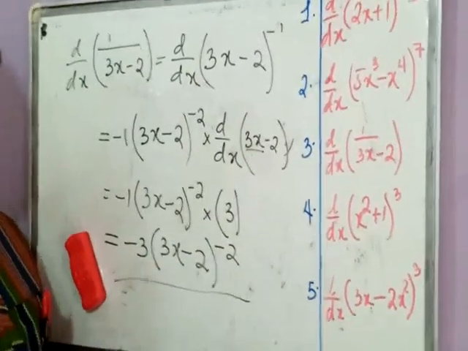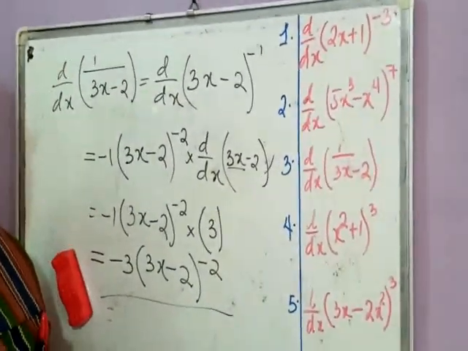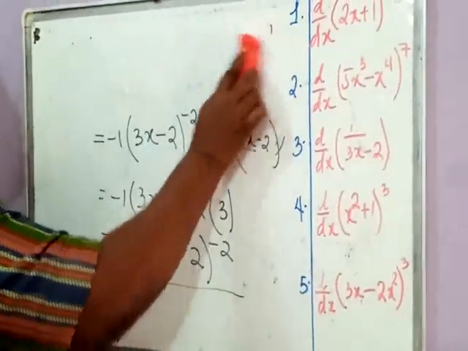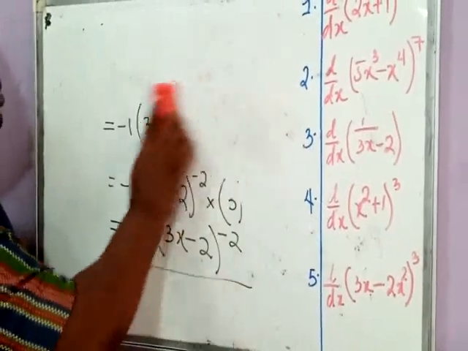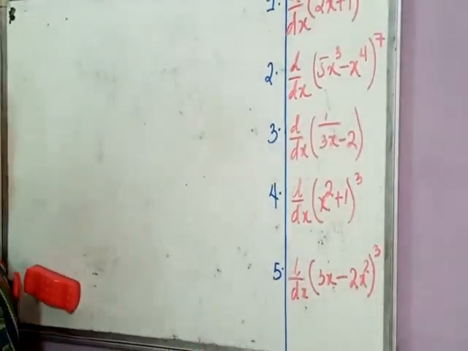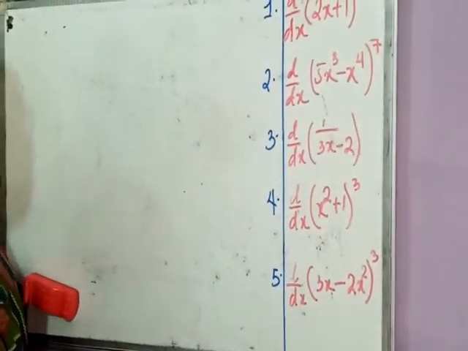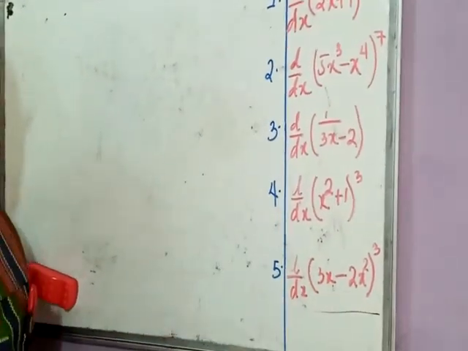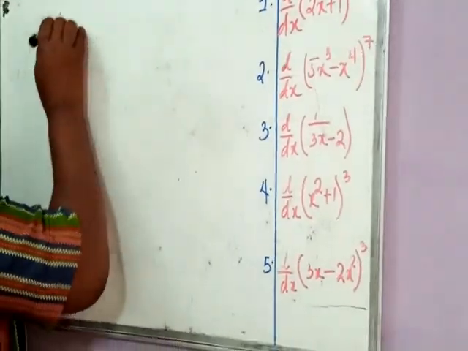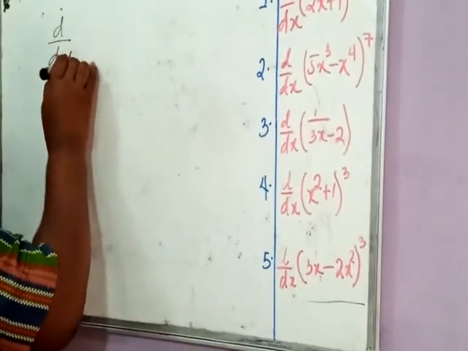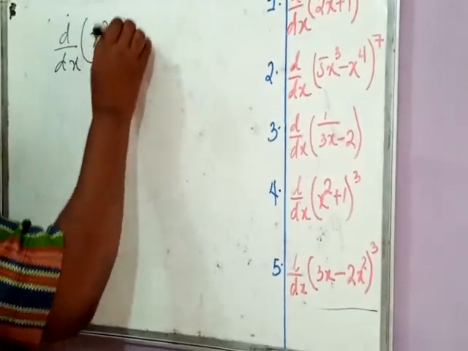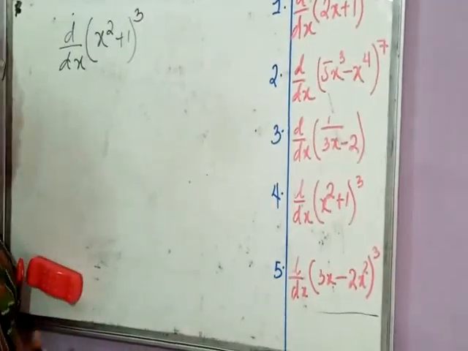So you see how the outside-inside rule helps us to simplify differentiation and makes it easier, especially when it has to do with the function of a function. Now we look at the fourth one. Maybe I do the fourth one and then I'll leave this last one for you to do, and then drop your answers in the comment section below. Now we simply have to differentiate with respect to x, x squared plus 1 all raised to the power 3. Now how can I do this?